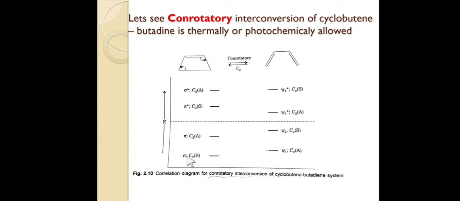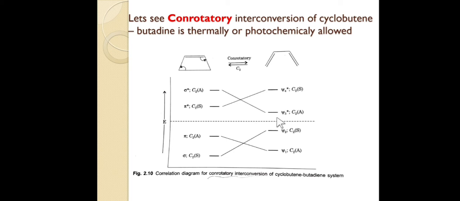So you can see sigma is C2 symmetric and psi2 is C2 symmetric. So let's join these two orbitals by a line. Pi, which is C2 asymmetric, is joined with psi1, and pi star, which is C2 symmetric, is joined with the C2 symmetric psi2. Similarly, sigma star will join with psi4 and pi star will join with psi3 because both have the same symmetry. So let's join these two.